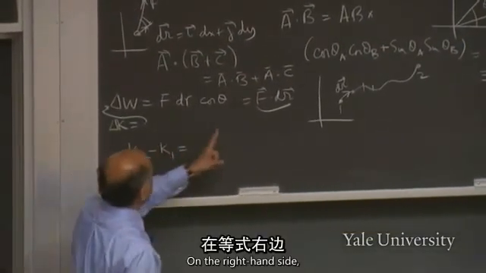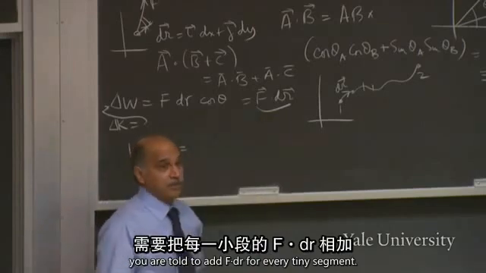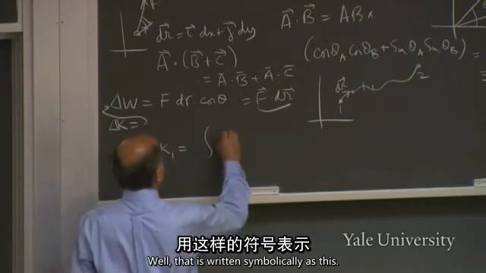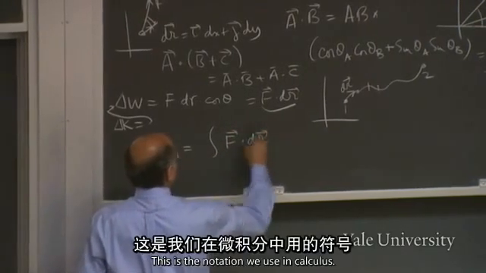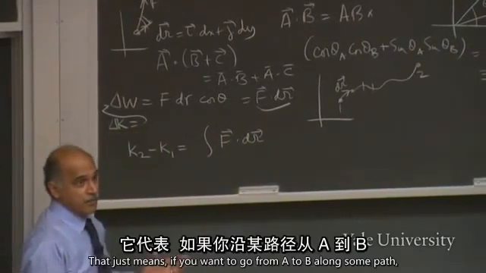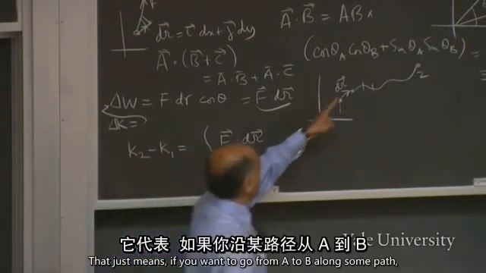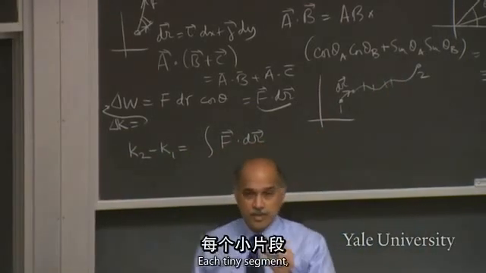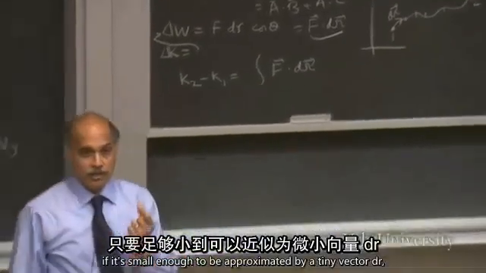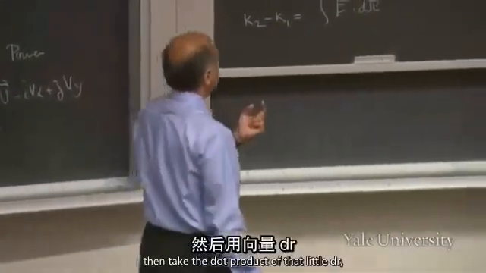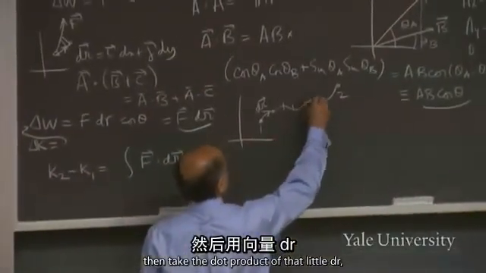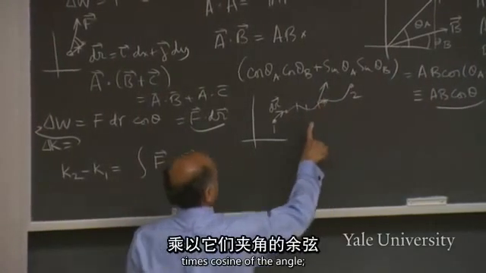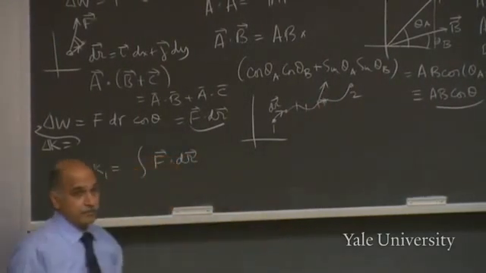On the right-hand side, you are told to add F dot dr for every tiny segment. Well, that is written symbolically as this. This is the notation we use, calculus. That just means if you want to go from A to B along some path, you chop up the path into tiny pieces. Each tiny segment, if it's small enough to be approximated by a tiny vector dr, then take the dot product of that little dr with the force at that point, which means length of F times the length of the segment times cosine of the angle, add them all up.